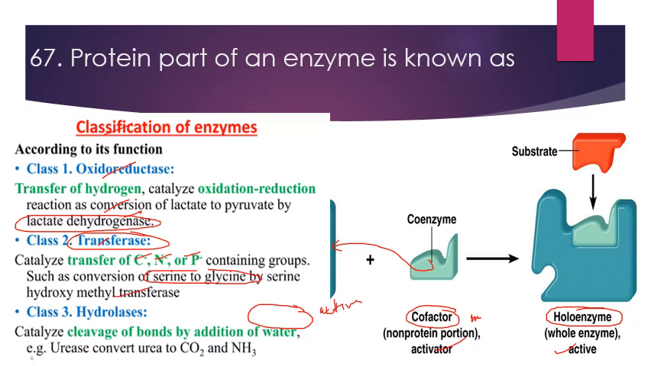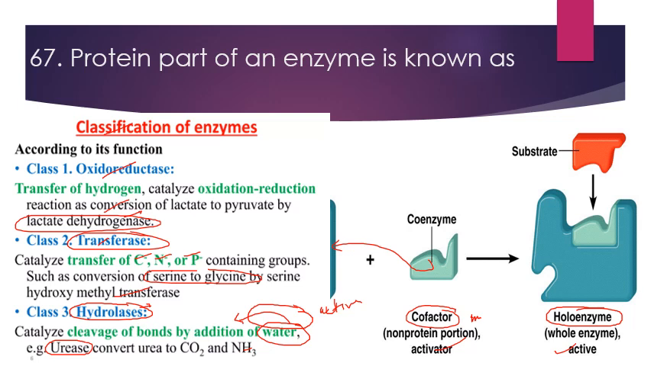Then the third category of enzymes on the basis of its function is hydrolases. As the name indicates, they help in breakdown reactions, so they catalyze cleavage of bonds by addition of water. तो वाटर की इन्वॉल्वमेंट से ये ब्रेक करते हैं बॉन्ड को. For example, we have urease enzyme and it converts urea into CO2 and NH3.